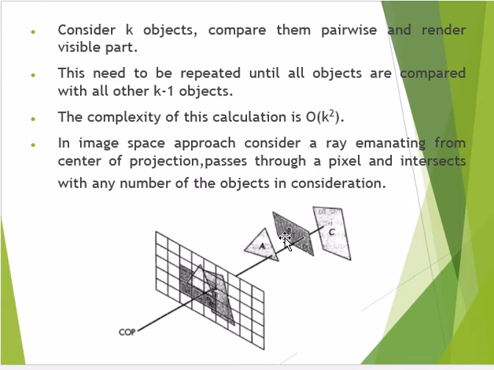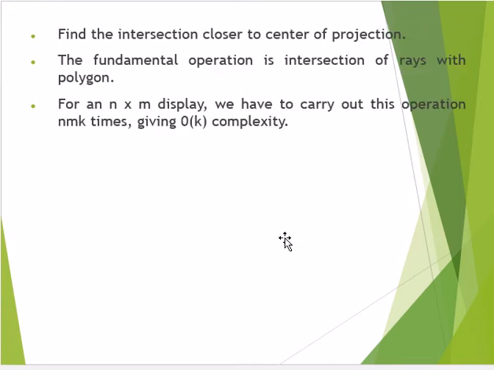In a similar fashion, we consider multiple rays over the whole image area, and find the intersection closest to the center of projection. The fundamental operation is the intersection of rays with polygons. Hence, if we consider a display unit of size n cross m, we have to carry out the operations n into m into k times. Hence it gives us a complexity of O of k, which is much lesser than the object-oriented approach, that is O of k squared.